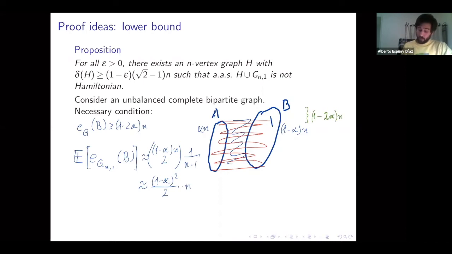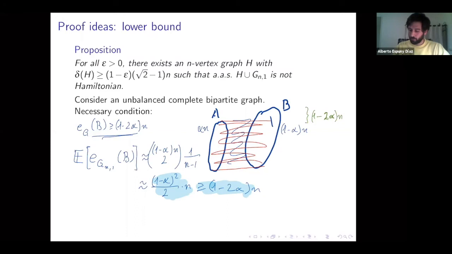And then the condition that we had, this necessary condition that I mentioned here, says that we are only going to hope for a Hamilton cycle if this is at least (1 - 2 alpha) times n. So what we have basically is an inequality here that we want to satisfy. And when you solve it, it basically gives us this root 2 minus 1 that gives us the lower bound. Okay, so hopefully that part is clear, and then I can talk a bit more about the positive results.